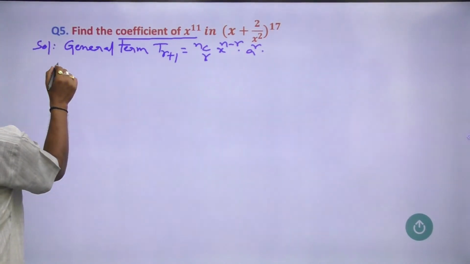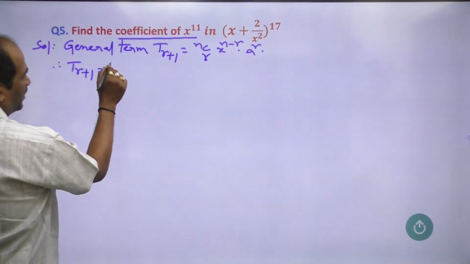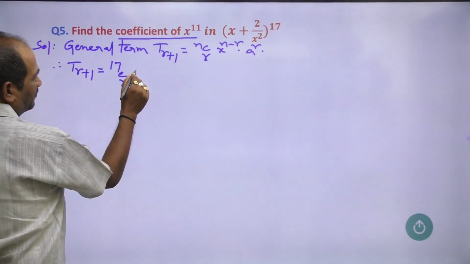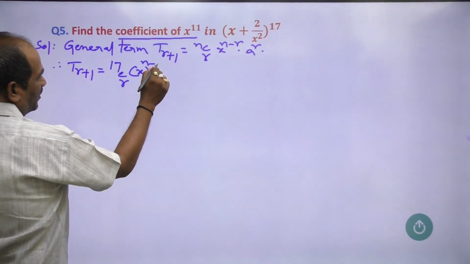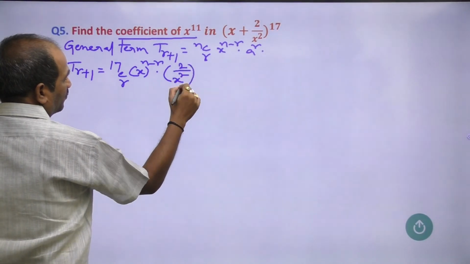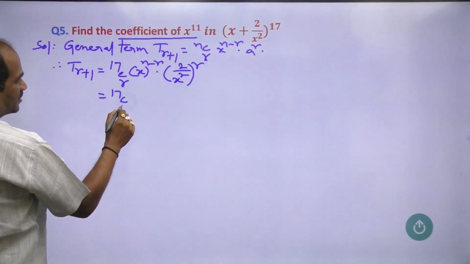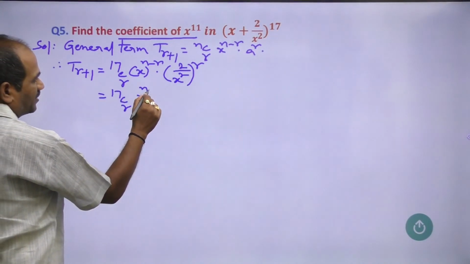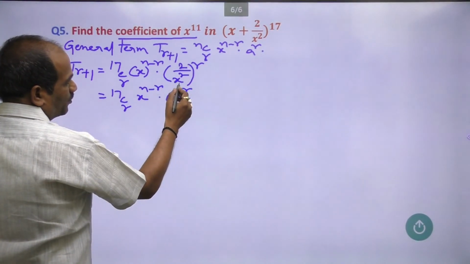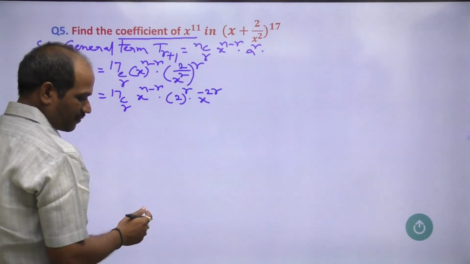Therefore T(r+1) is equal to nCr, where n value is 17, so 17Cr into x power n minus r into a power r, where a is 2 by x square, whole power r. So that is equal to 17Cr into x power n minus r into 2 power r into 1 by x power 2r, and 1 by x power 2r is x power minus 2r. Okay, this is the formula.